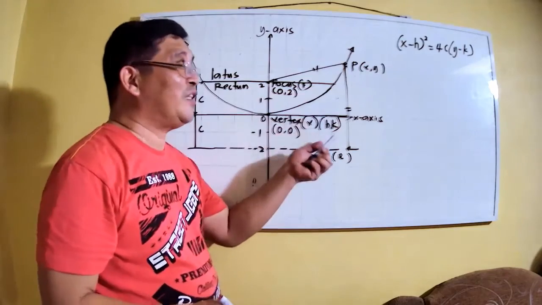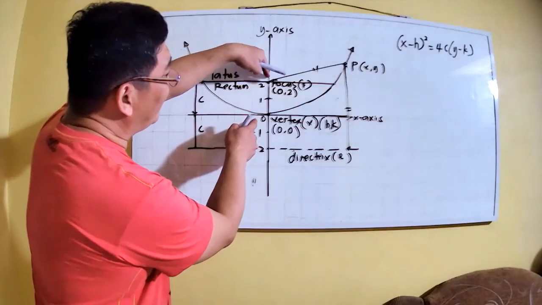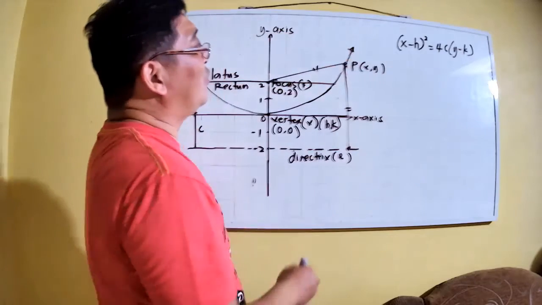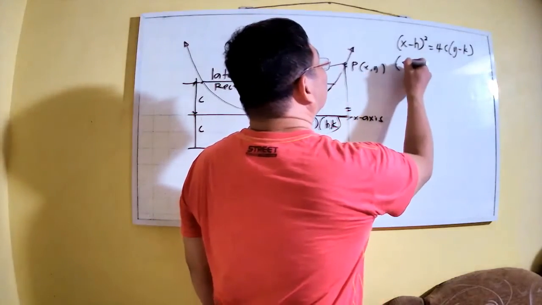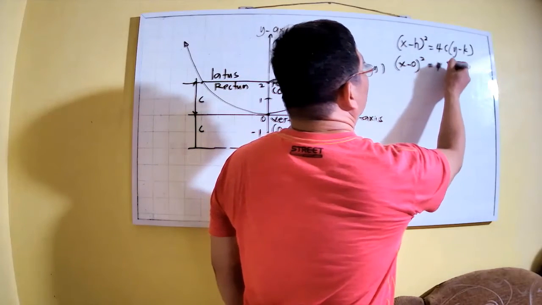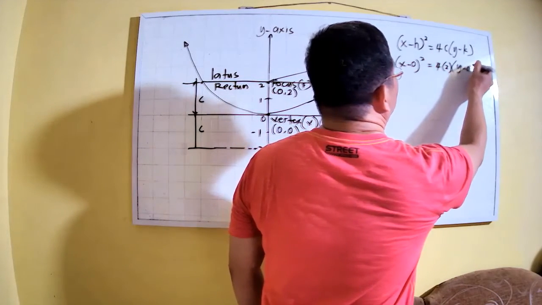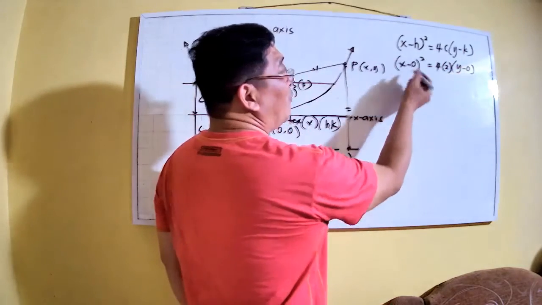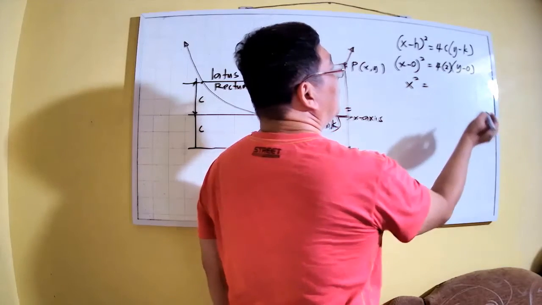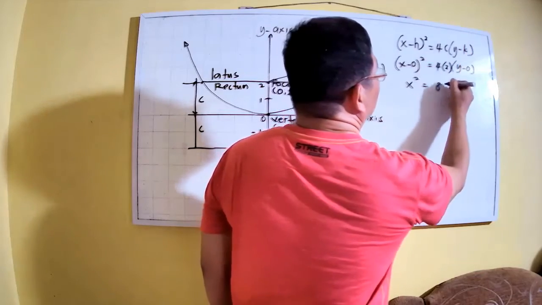Pero yung vertex is at HK, yun yung importanteng nandun. And of course, kaya nilagay natin yung coordinate nito, yung units nito for the value of C. We have there the constant C. Now let's substitute: x minus 0 squared is equal to 4 times 2 times y minus 0. And then x minus 0 squared will become x squared is equal to 4 times 2 is 8 times y.